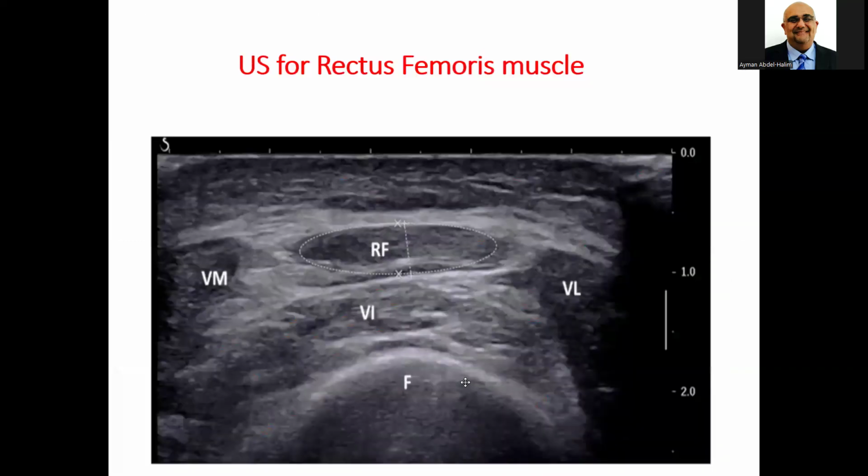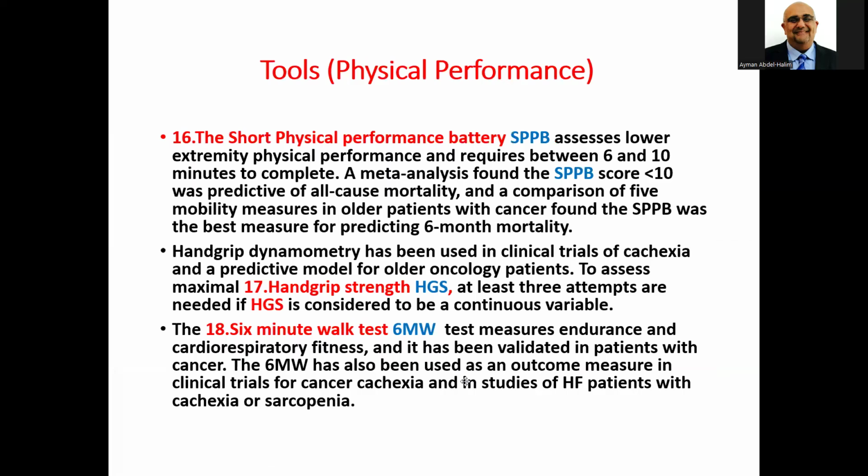Ultrasound for rectus femoris muscle. Another tool is the short physical performance battery. Number 17 is the hand grip strength. Number 18 is the 6-minute walk test. And I'm sure all of you know about the 6-minute walk test that we use for dyspnea, and we use it in cardiac patients and COPD patients.